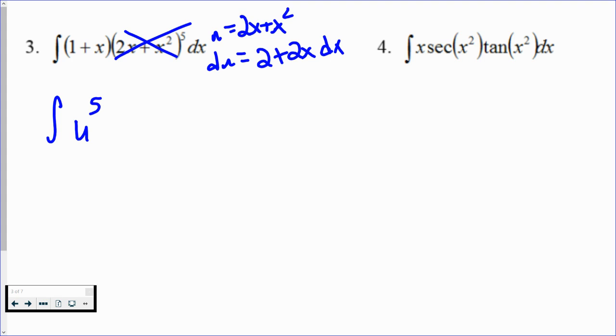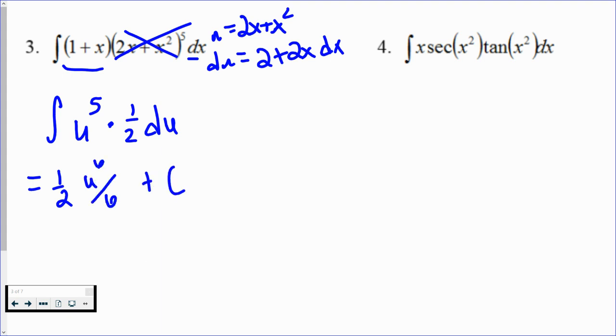Take a look at our du. Our du is 2 plus 2x. If we divided that by 2, we'd have 1 plus x times our dx, right? So this 1 plus x dx is 1/2 of the du. Now we have everything in terms of u, and we can take that integral. So 1/2 is just a constant. Integral of u to the 5th would be u to the 6th over 6, and then we need plus c.